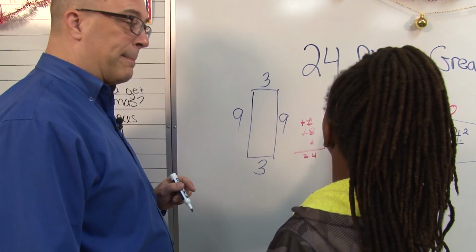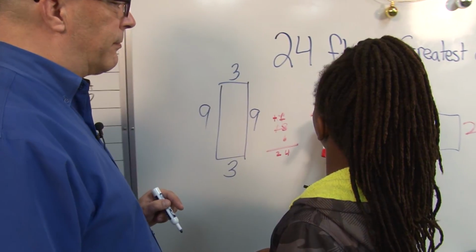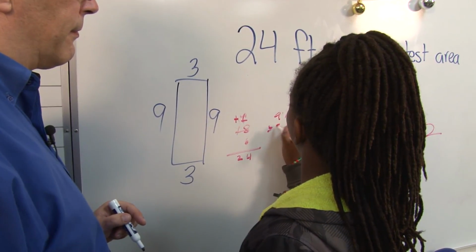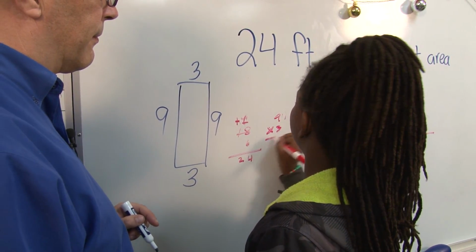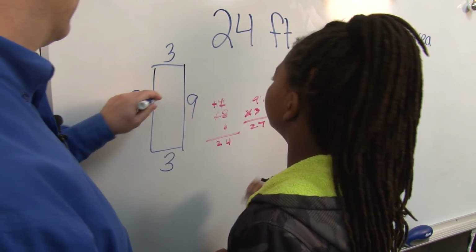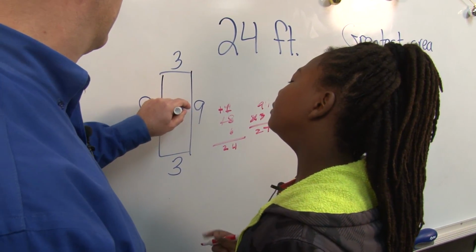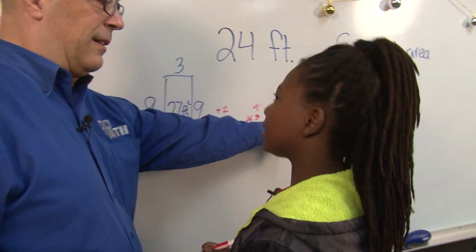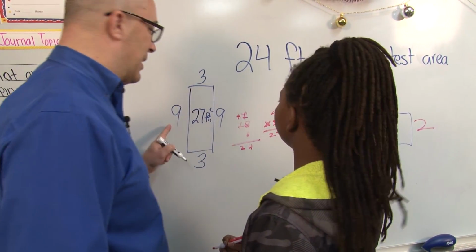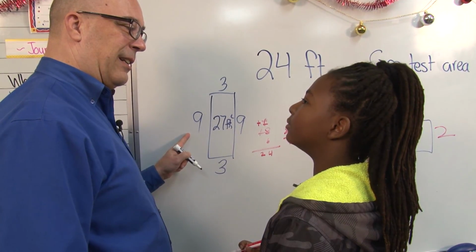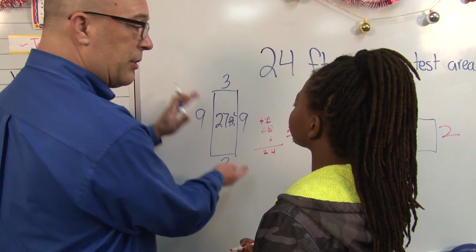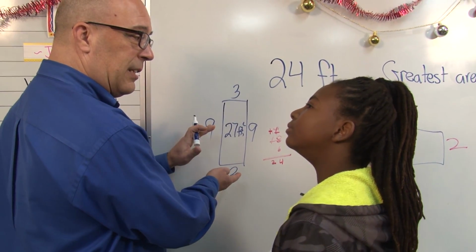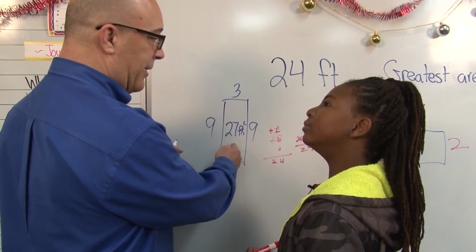So we still have our 24 feet, but now if we multiply these, 9 times 3, what do we get now? 9 times 3 equals 27. Good. So here we've got 27 squared feet. Now that's more than this one, isn't it? Yes. Even though the 10 is larger than the 9, right? Yes. Because as we get closer to the two numbers being together, we're going to get more area.